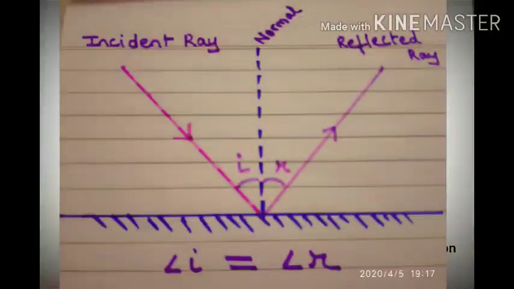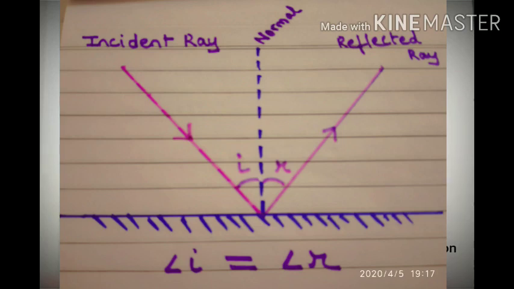Now, let us learn about the law of reflection. A very simple law. What the law of reflection says, the angle of incidence is exactly equal to the angle of reflection. That is the basic law of reflection. So here you will see an incident ray that is reflected on a plane surface. So when the incident ray is coming on the plane surface, it gets reflected. And here we get the reflected ray.